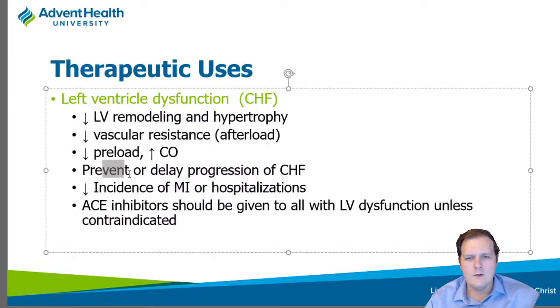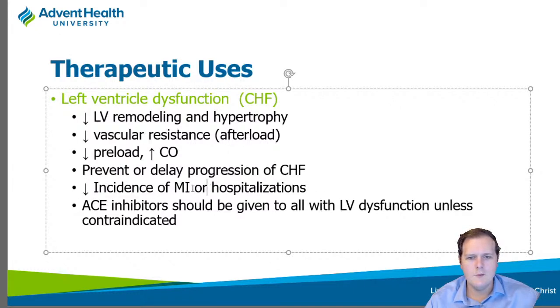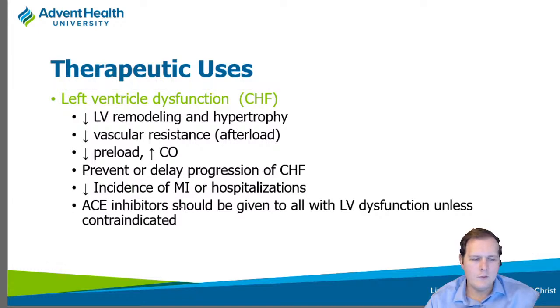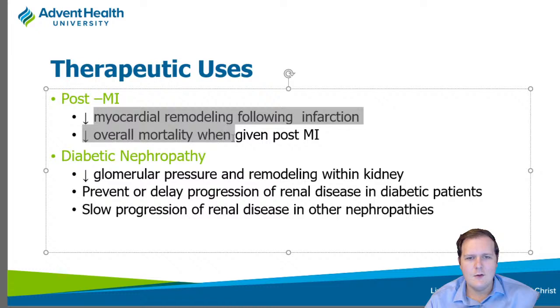And then this is the big one. You'll see prevention or delay of progression of CHF. You keep the ventricle healthier for longer if you can introduce this early, and you see less incidence of MI, hospitalizations. So anyone with LV dysfunction should be given an ACE inhibitor unless otherwise contraindicated. We'll talk about what those contraindications are in a few moments. Okay. Again, we use these post-MI because they help to prevent remodeling and they decrease overall mortality.